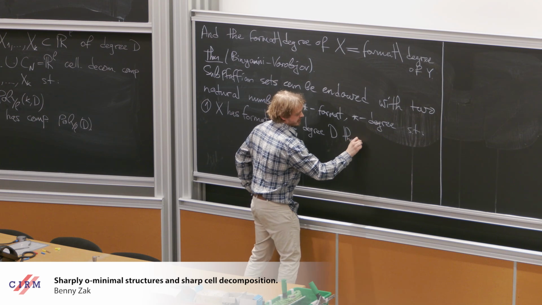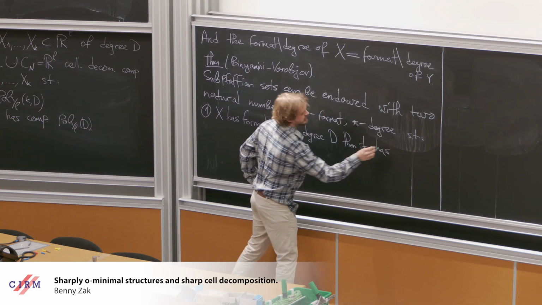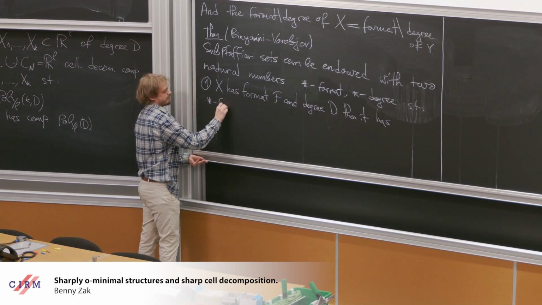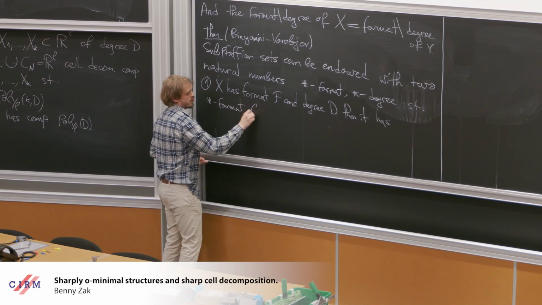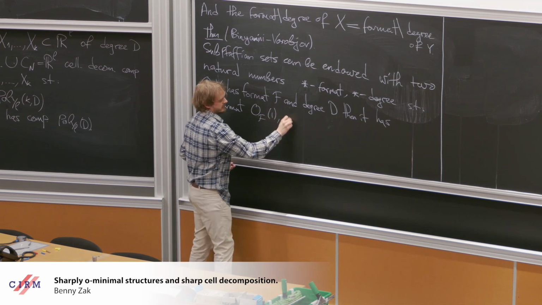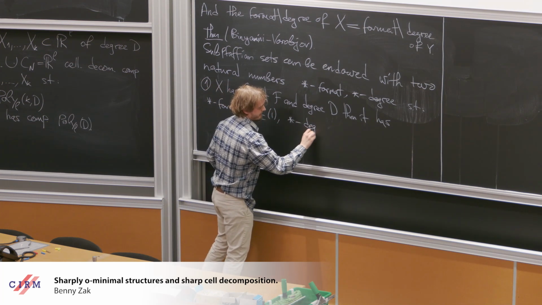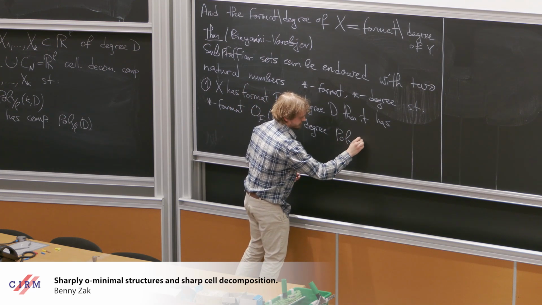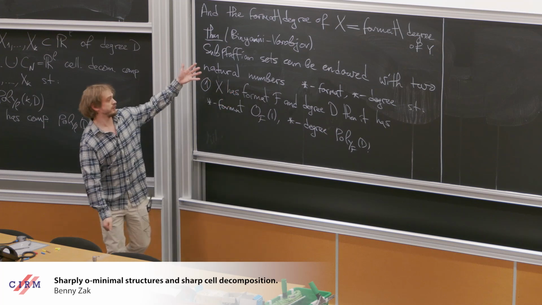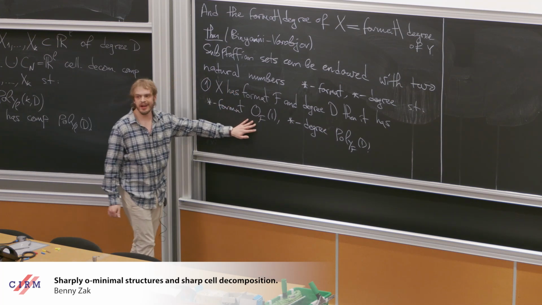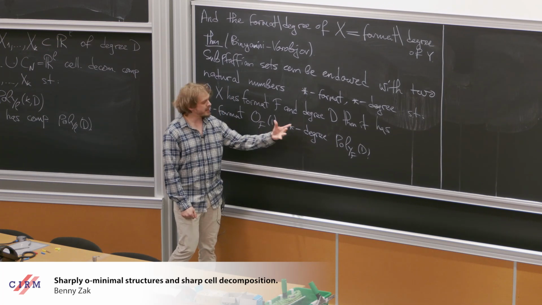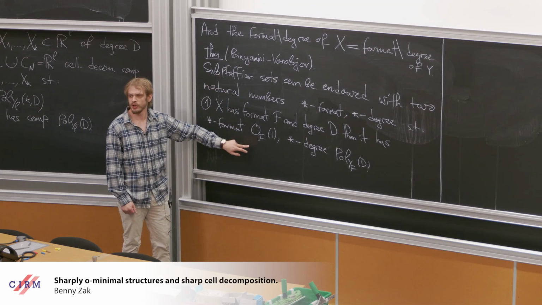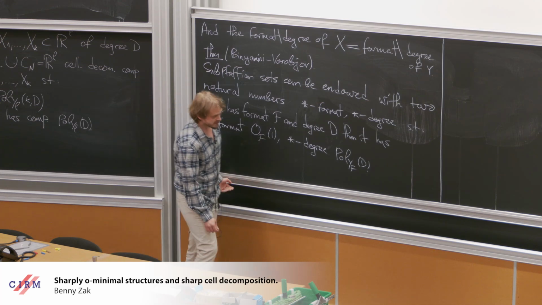then it has a star format O of 1, and star degree poly(F, D). So, if you have a sub-Pfaffian set of some format and degree, it will have larger star format and star degree. But the bound on the star format does not depend on the set X, right? Only on the format of the set X. So that's the first thing.